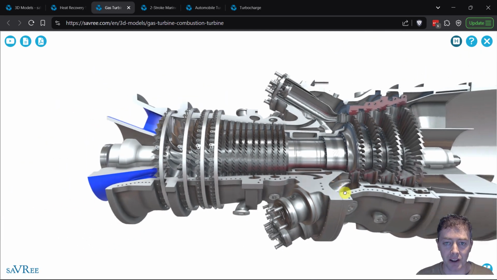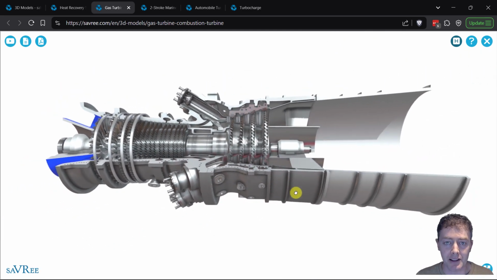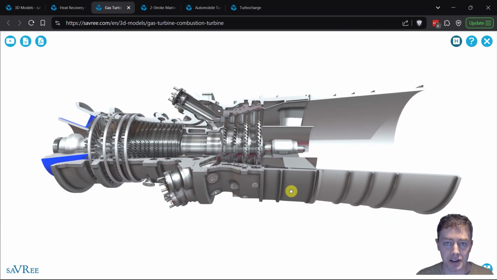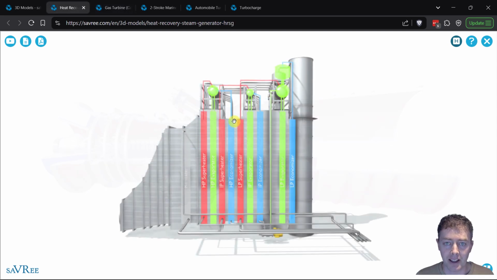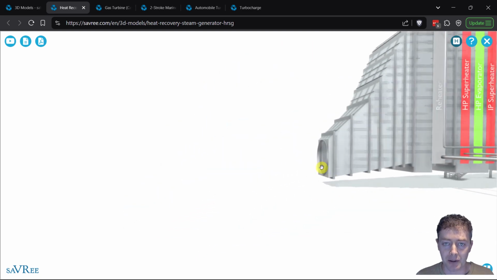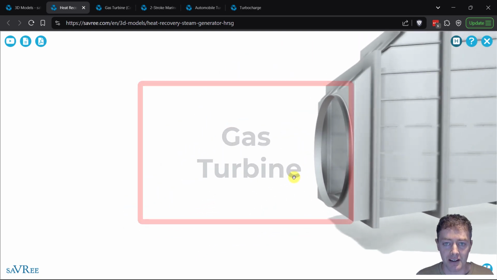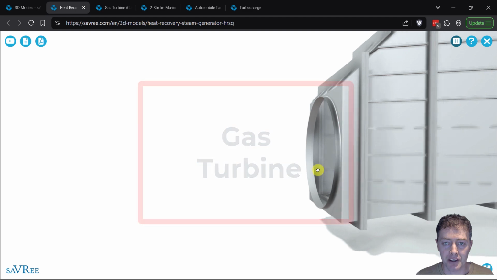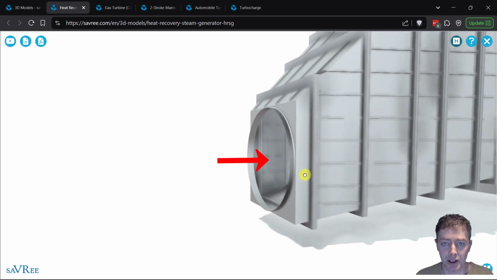There are other ways, though, in which we can reclaim heat in order to increase the efficiency of a machine or process. In this example here, we've got what's called a heat recovery steam generator. We have a gas turbine that's installed down this end. The gas turbine sends exhaust gases into the heat recovery steam generator through this section here.